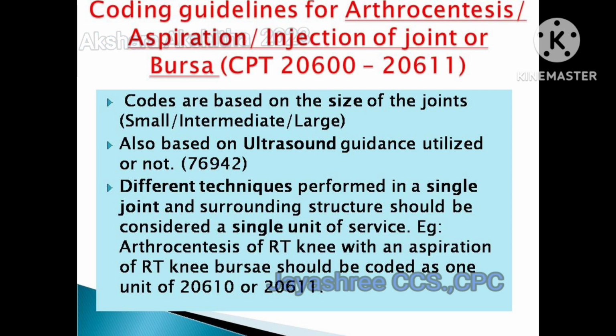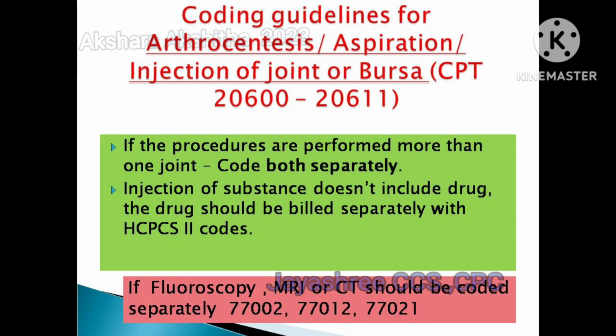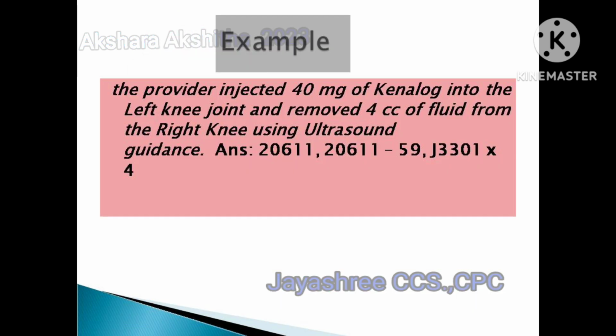Then the next point is, if the procedure is performed on more than one joint, then we have to code separately for each joint with the 59 modifier. If the doctor performed arthrocentesis on the right joint and also aspiration of the right, then we have to bill only one unit, 20610 or 20611. If the doctor performs arthrocentesis on one joint and aspiration on another joint, then we have to bill this code 2 times with the 59 modifier.